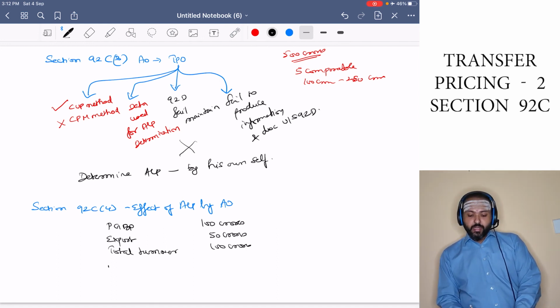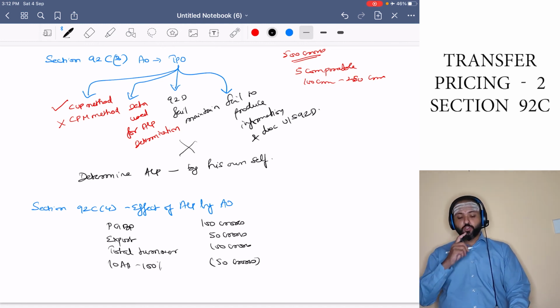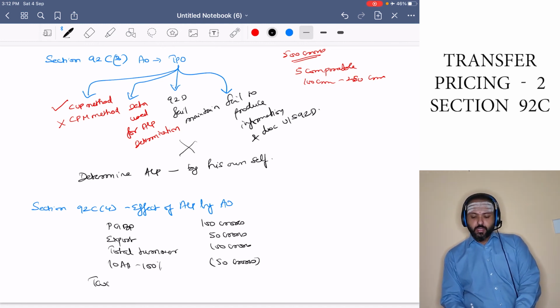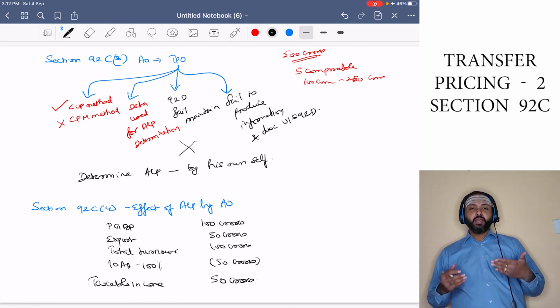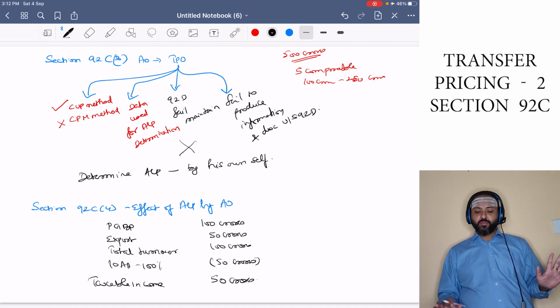Therefore, the deduction under section 10AA will be 100%. So how much is that? 50 crores is the deduction I will get towards the taxable income. So what will be my taxable income now? Taxable income will be 50 crores. Okay. So this is what has happened. I have filed my return of income telling that 50 crores is my taxable income.